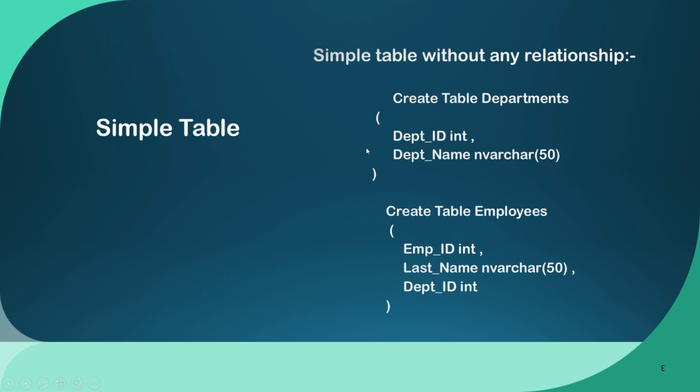And here we have created a very simple table without any relationships. So here we have two tables, the department table and the employees table. In the department table, we have two columns, DPT ID and DPT name. The data type of DPT ID is int, because we want to store numbers. And here we want to store characters, that's why we use the varchar data type, and the storage size is 50 bytes. In the same way, in the employees table, we have three columns, EMP ID, last name, and DPT ID.